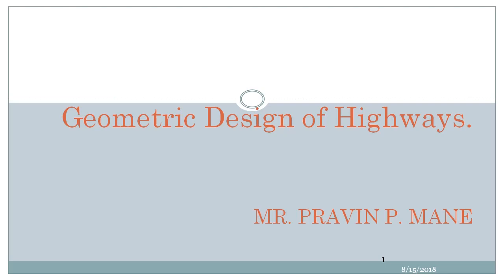Hello friends, in this session we will learn about the geometric design of highways. The phase of highway design which deals with the visible elements of different highways such as alignment, sight distance is called as geometric design of highways.